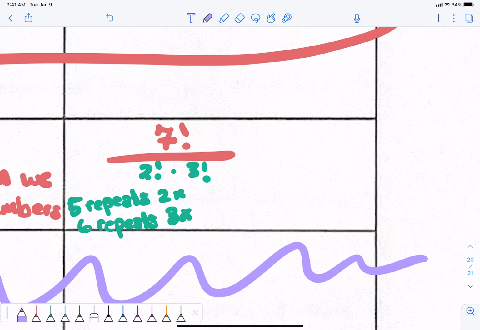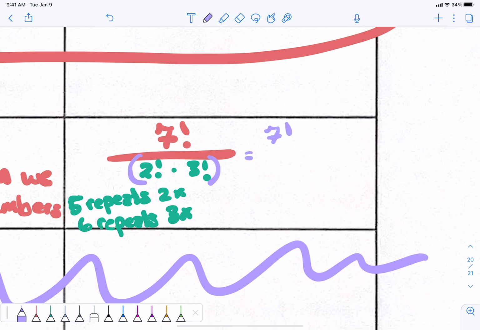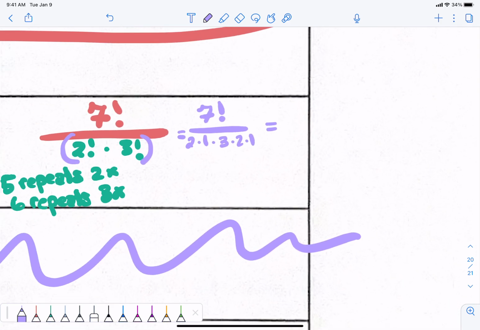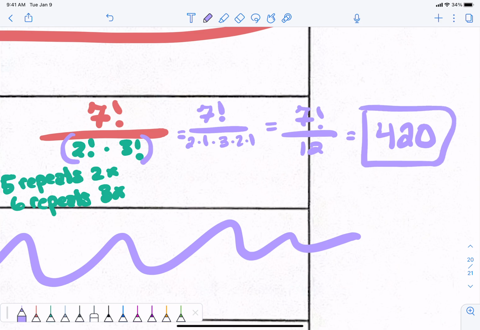All right. So if you plug this into your calculator, you need to make sure you put parentheses around the bottom, or we can just figure out what that is. 2 factorial is 2 times 1. 3 factorial is 3 times 2 times 1. So can you simplify that bottom? What's 2 times 1 times 3 times 2 times 1? 12, right? So this is 7 factorial divided by 12. That's a lot easier to type in. What is that? 420. Perfect. 420 different numbers could be created with Caleb's number.